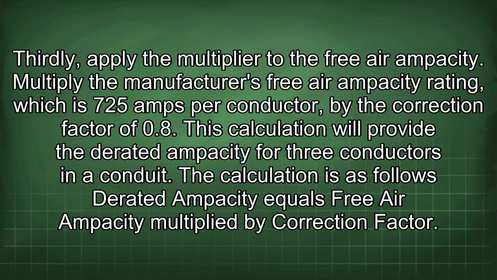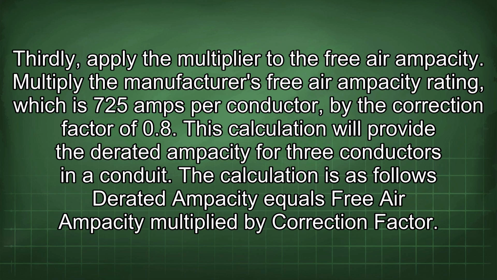Thirdly, apply the multiplier to the free air ampacity. Multiply the manufacturer's free air ampacity rating, which is 725 amps per conductor, by the correction factor of 0.8. This calculation will provide the derated ampacity for 3 conductors in a conduit.